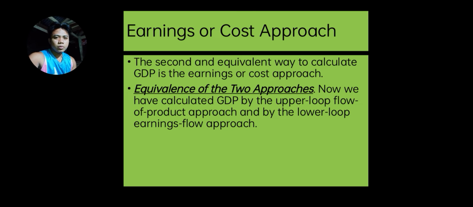Earnings or cost approach. The second and equivalent way to calculate gross domestic product is the earnings or cost approach. Equivalence of the two approaches. Now we have calculated GDP by the upper loop, the flow of product approach, and by the lower loop, the earnings approach.